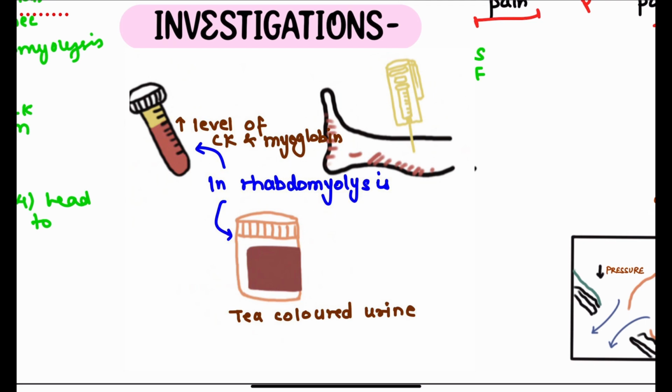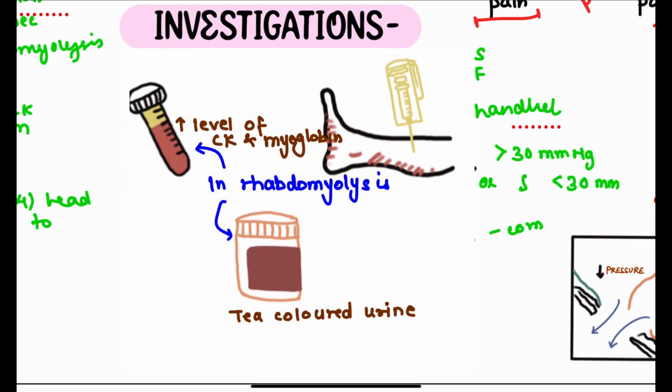Now the best tool for the investigation is the intracompartmental pressure monitor, known as the handheld manometer. It is directly inserted into the compartment. In this you will see that the pressure is more than 30 millimeters of mercury, or the delta pressure is less than 30 millimeters of mercury. Delta pressure is nothing but the diastolic pressure minus the compartment pressure. So this is the best tool to see compartment syndrome.